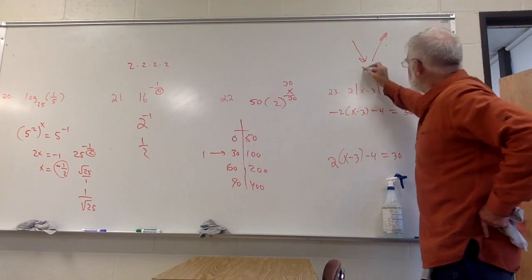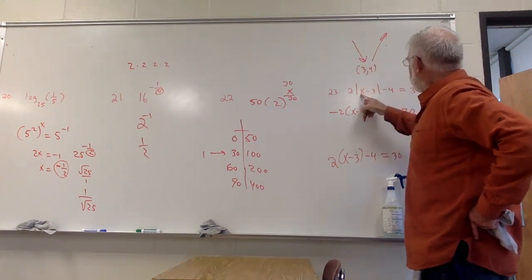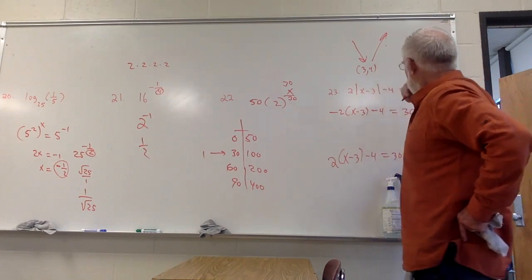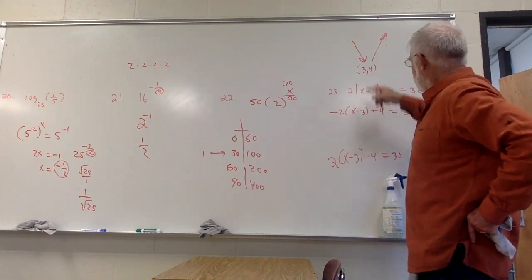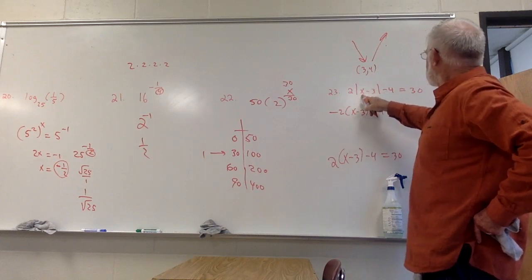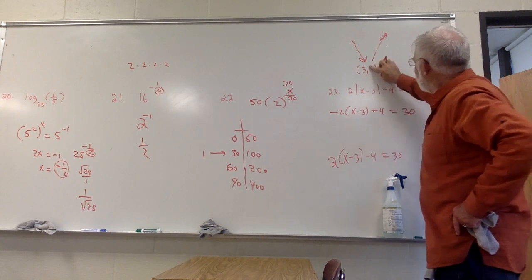Okay, so this was the vertex 3, 4. If I put a 0 in, I get 6 minus 4 is 2. Oh, wait a minute, I can't, I got to put it into the original. Yeah, here's the original. Put a 0 in, I get 6. Oh, this is negative 4. Okay.